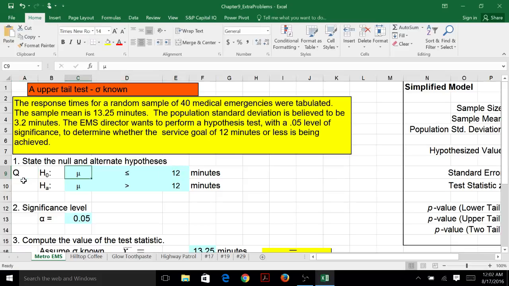If we can take a data set, in this case sample size 40, that has a sample mean of 13.25 minutes, which already is greater than 12, with a standard deviation that's known from the population to be 3.2, if we can take that 13.25 and find that it is significantly greater than 12, we can reject the null. And we can have the stated goal be rethought.